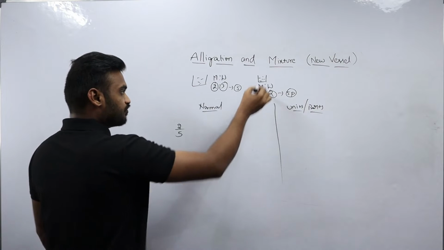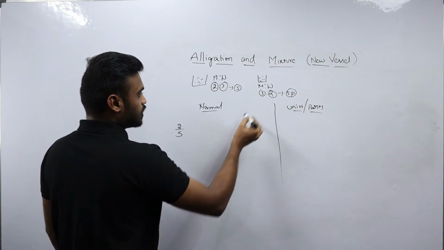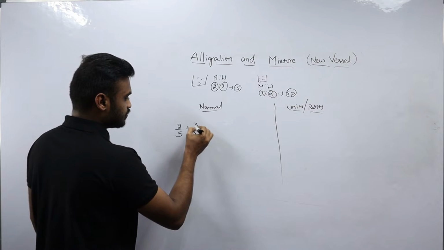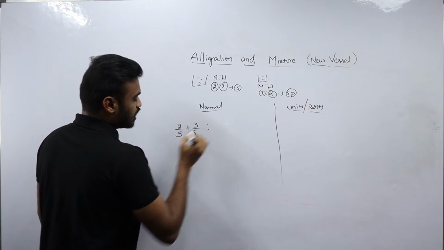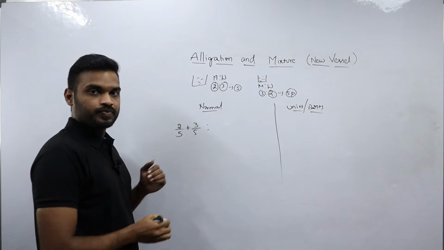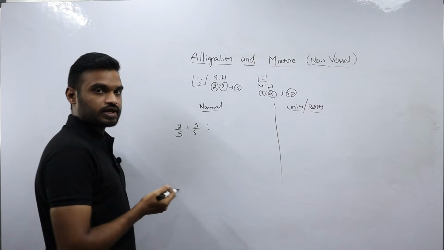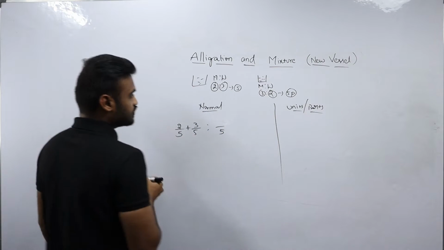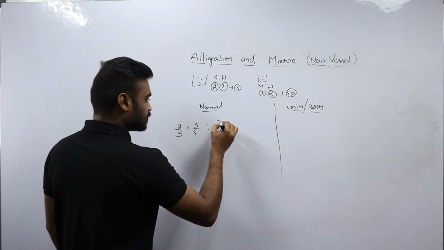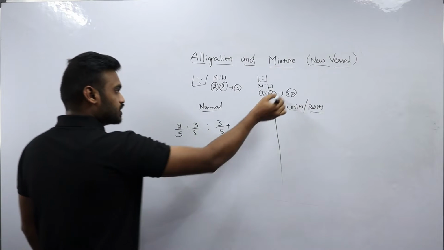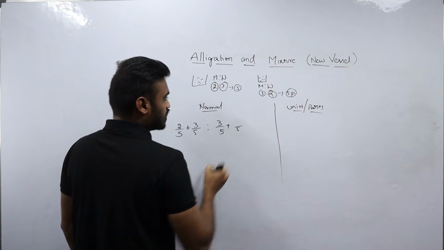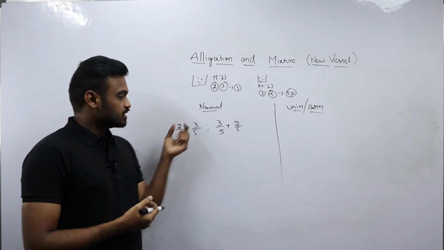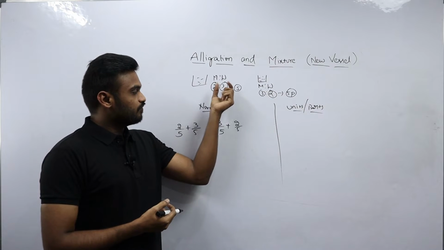Now what is the quantity of milk in the other vessel? Out of 5 parts, the milk is 3 parts. Now we have written all the quantities of milk on the left hand side. On the right hand side we will write all the quantities of water. Out of 5 parts in the first vessel the quantity of water is 3 parts. In the second vessel out of 5 parts the quantity of water is 2 parts.